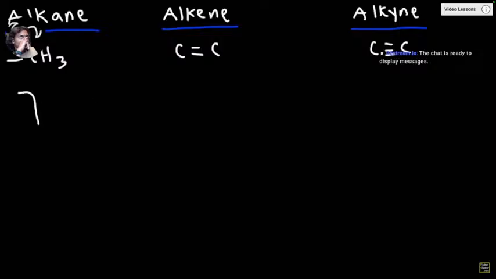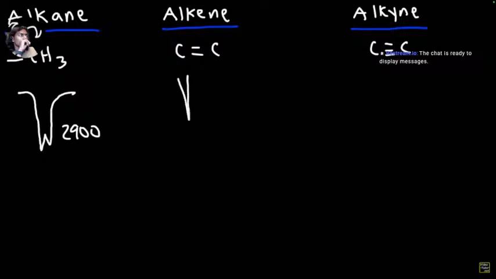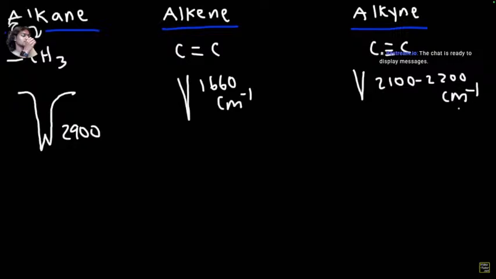The alkane CH stretch has a signal of around 2900, which we talked about earlier. The alkene, C double bond C, that signal is a weak to medium signal, which shows up around 1660. Now, the C triple bond C of an alkyne functional group, that signal is also a weak signal, and it shows up around 2100 to 2200 wave numbers.